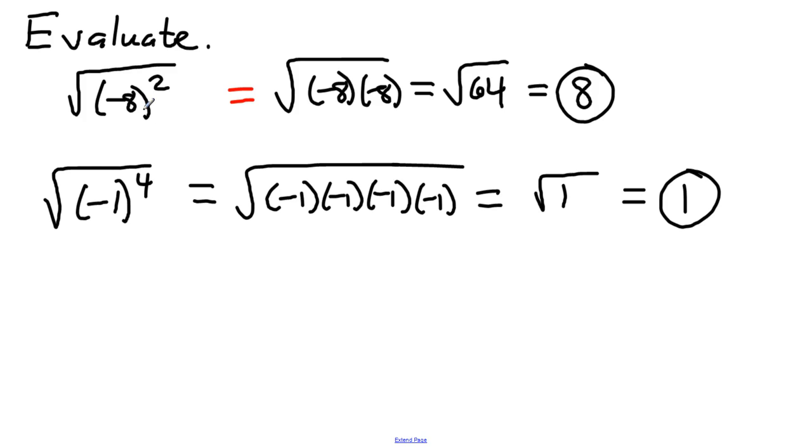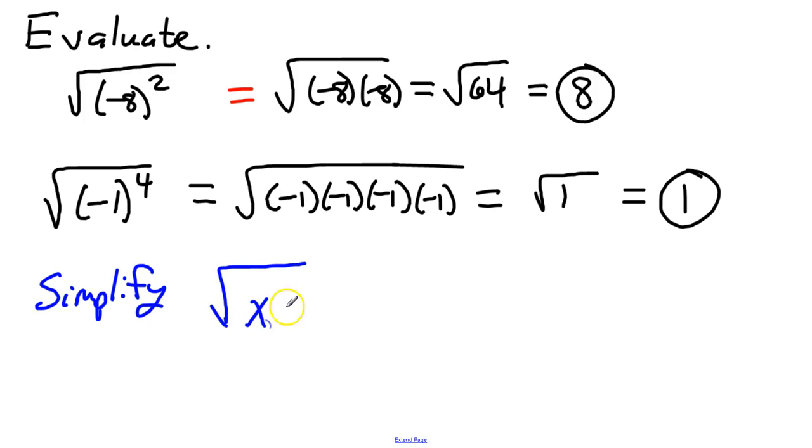Okay, so they kind of use that one really as more of like a bridge to get into the next things that we're looking at. Because after this one, they're going to do one of two things. They're either going to ask you to square root a number, or square root a variable. They're going to ask you to simplify the square root of x to the 24.